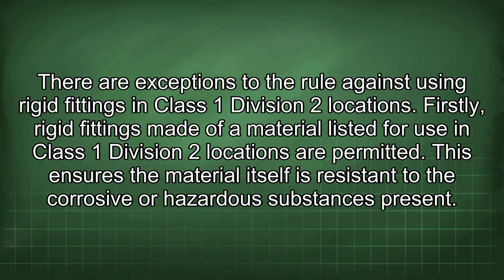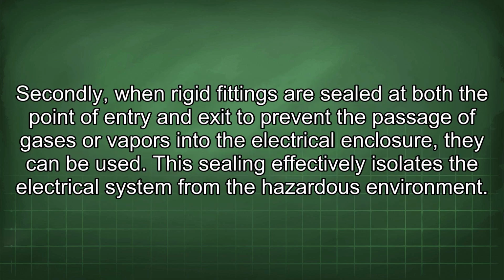Firstly, rigid fittings made of a material listed for use in Class 1 Division 2 locations are permitted. This ensures the material itself is resistant to the corrosive or hazardous substances present. Secondly, when rigid fittings are sealed at both the point of entry and exit to prevent the passage of gases or vapors into the electrical enclosure, they can be used. This sealing effectively isolates the electrical system from the hazardous environment.